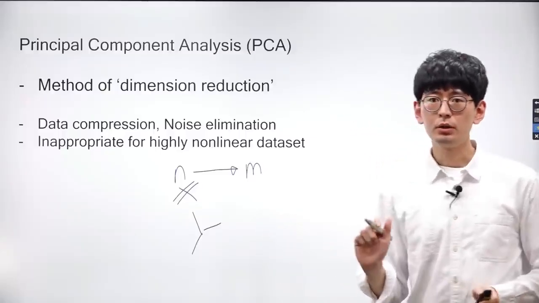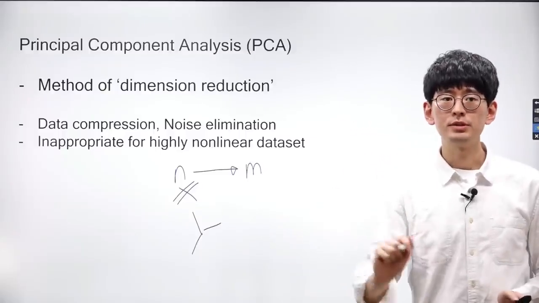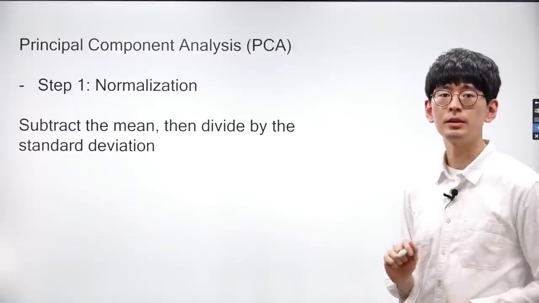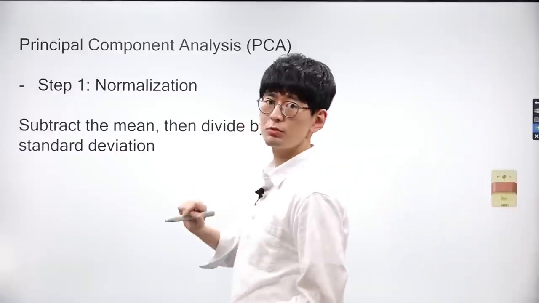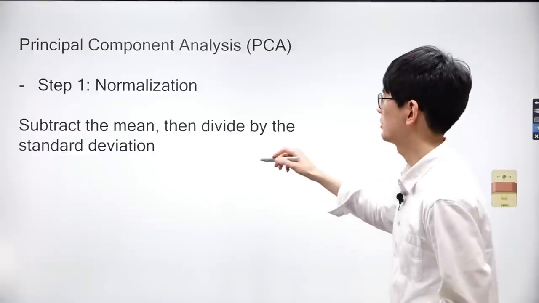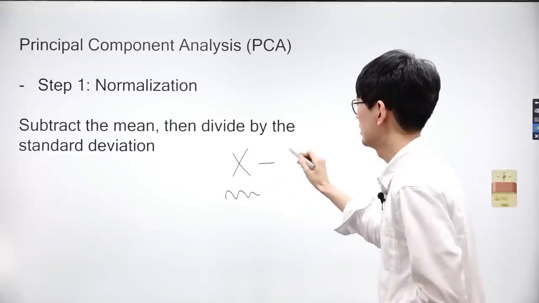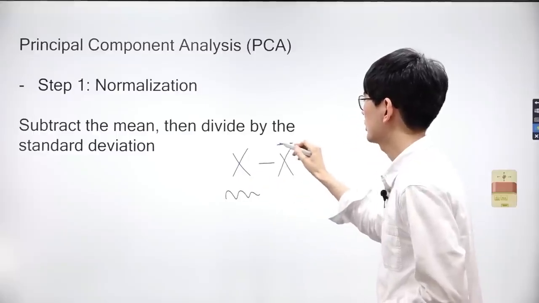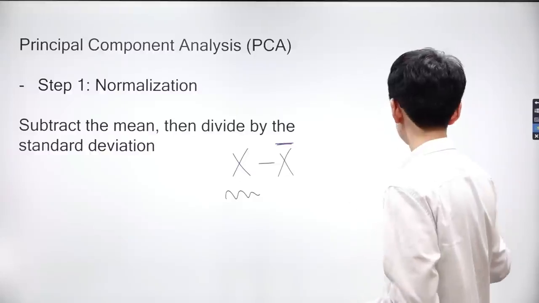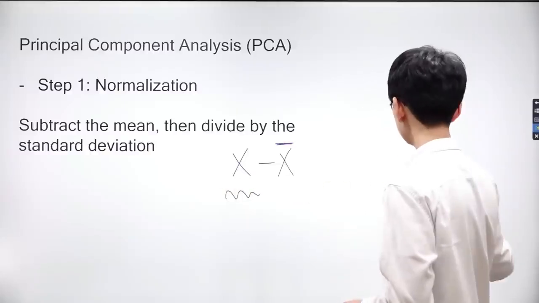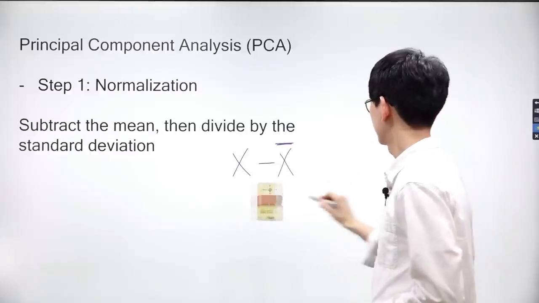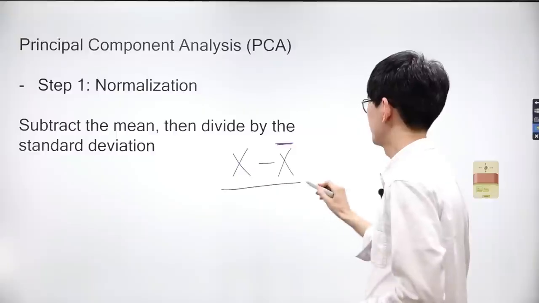So, how do we determine which dimension is meaningful and which is not? First, we start by normalization. Suppose we have data x. To normalize the data, we subtract the mean of the data first, and then divide by the standard deviation of x.